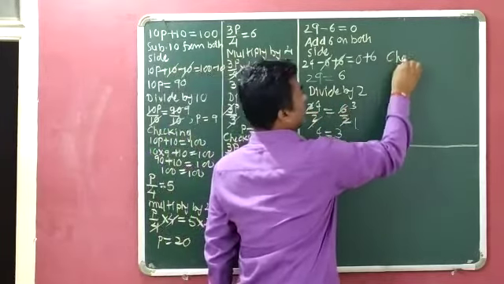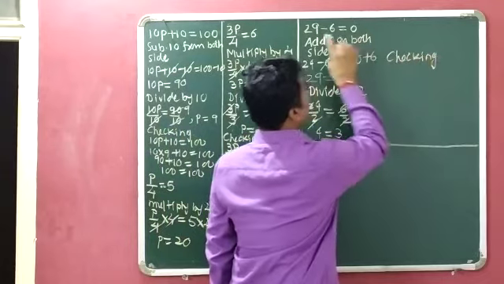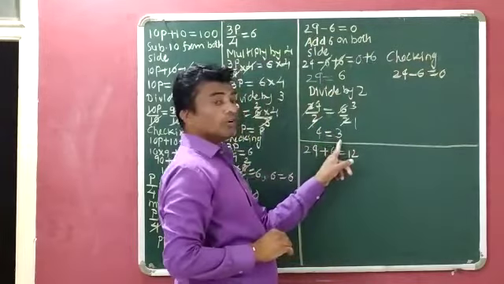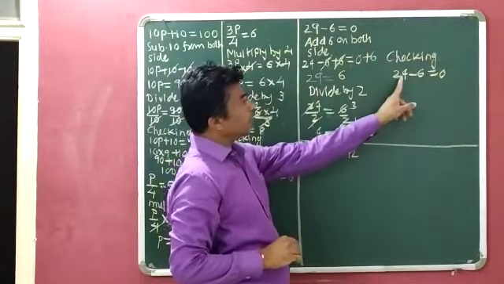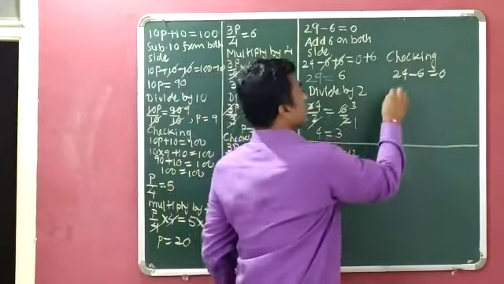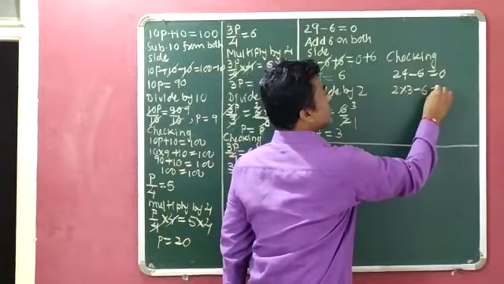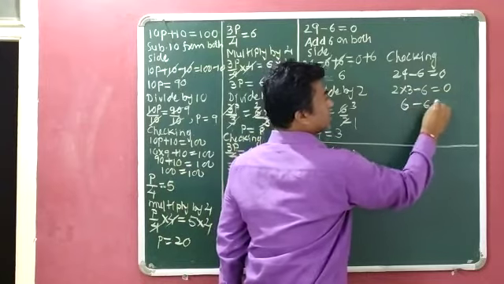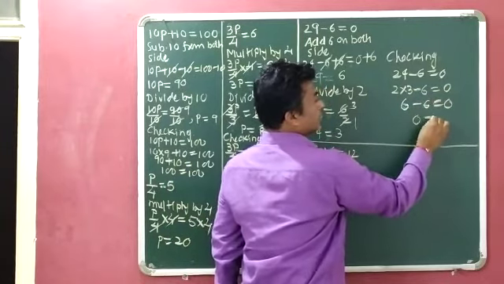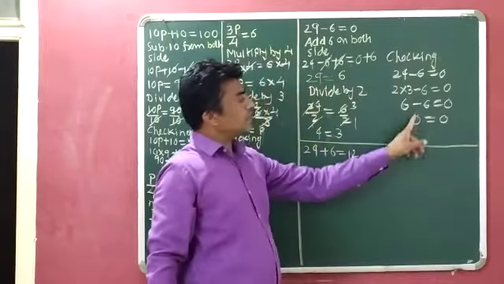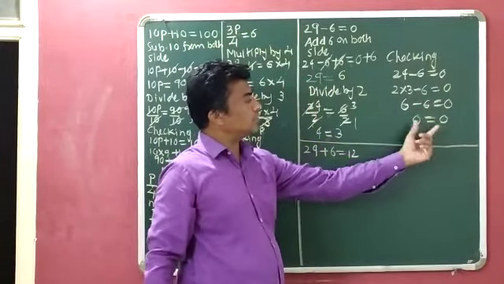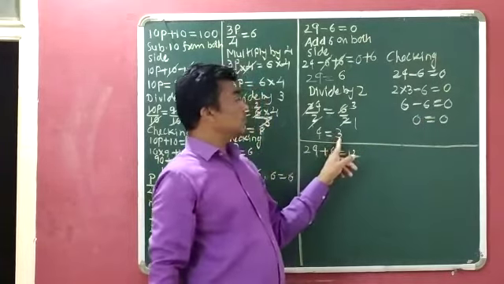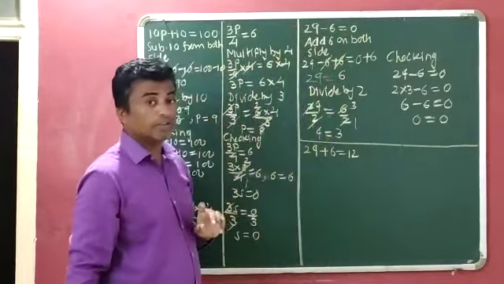Now checking. For checking we can write equation 2q minus 6 is equal to 0. q is equal to 3 already we identified. We can write 3 instead of q. So 2 multiply 3 minus 6 is equal to 0. 2 3s are 6. This minus this 6 is equal to 0. 6 minus 6 is equal to 0, and this 0. 0 is equal to 0 means LHS is equal to RHS. So q is equal to 3 is the right solution for the given equation.